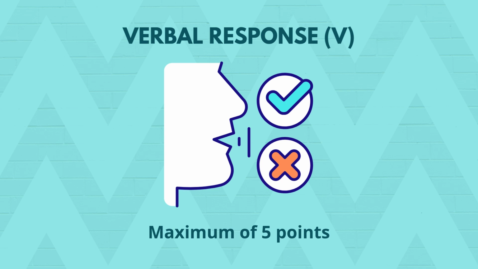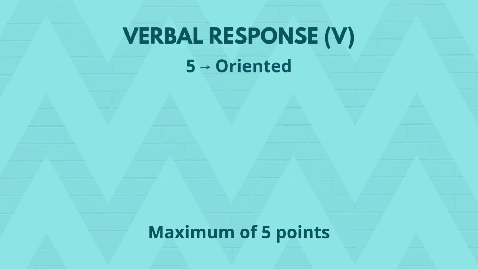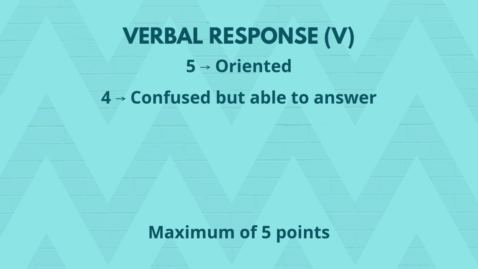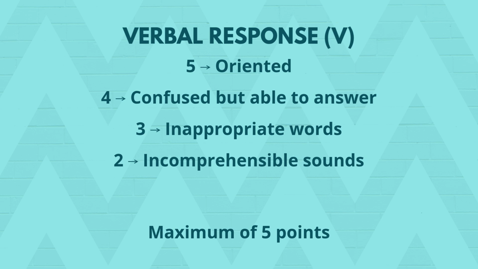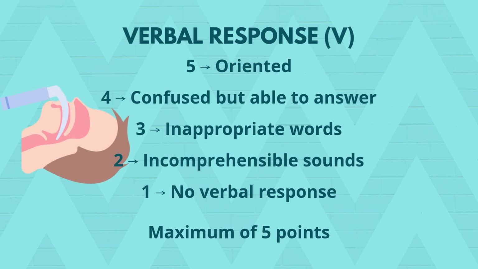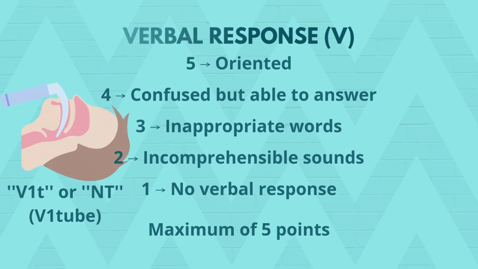Verbal response. 5 points for oriented patients. He knows his name, he knows the place, the time, date, etc. 4 points to a confused but able to answer patient. 3 points to inappropriate words, like random words. 2 points to incomprehensible sounds, like moaning. And 1 point for no verbal response. If the patient is intubated, document V1T or NT, not testable.